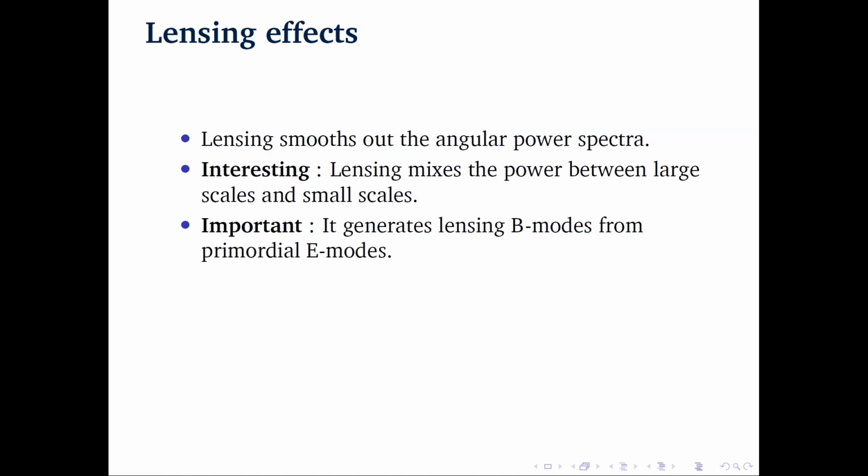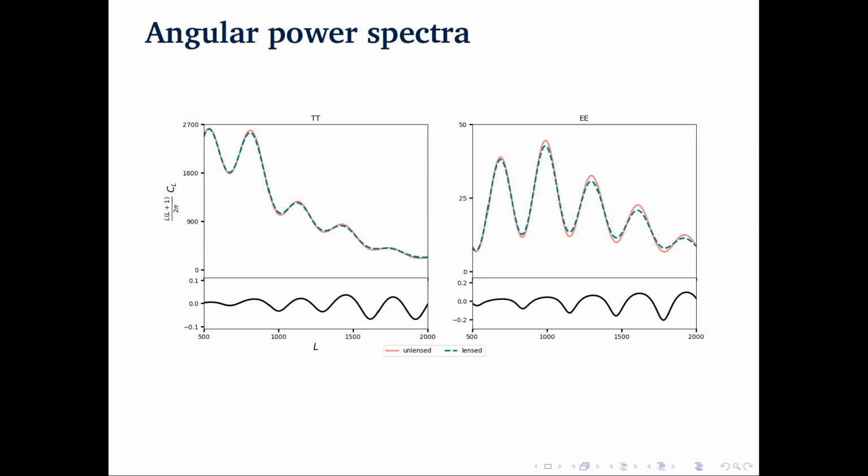What effect do we see because of lensing in the angular power spectrum? Lensing smooths out the peaks in the angular power spectrum, and because of this smoothing, the estimation we do for the cosmological parameters might get affected. So it is very important to reconstruct this lensing potential and subtract the bias from the angular power spectrum.